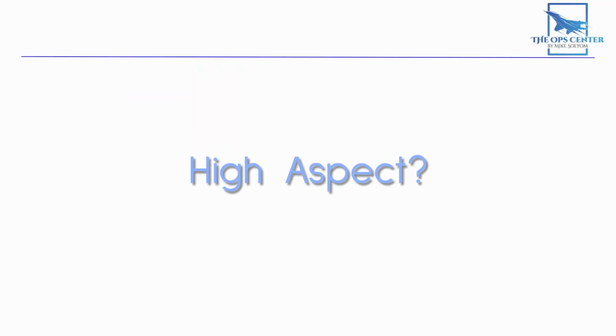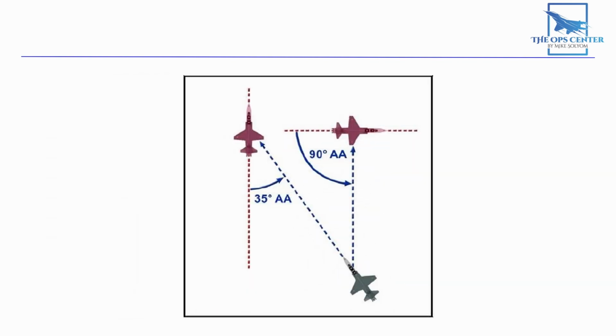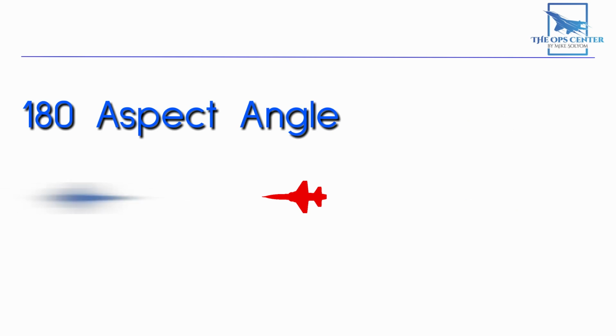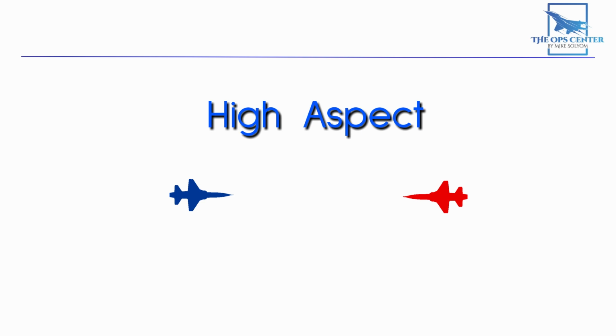The name high aspect might sound confusing at first, but if you remember back to our definitions from this video, we measure our aspect off of the bandit's tail. So when we're directly behind the bandit, we're at 0 degrees of aspect, and 180 off the bandit's nose. So when we're nose to nose, then both aircraft are presenting a high aspect.